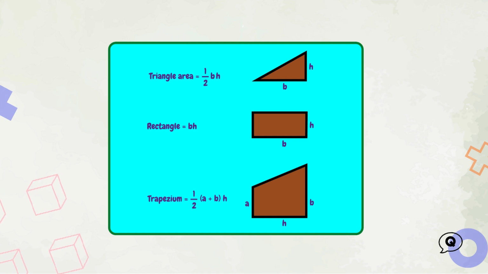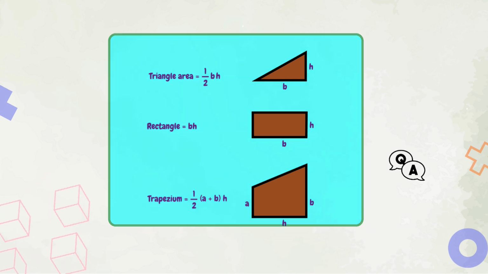A quick challenge. If a car moves at a constant speed for 12 seconds, what shape will represent its motion on a speed time graph? Drop your answer in the comments.